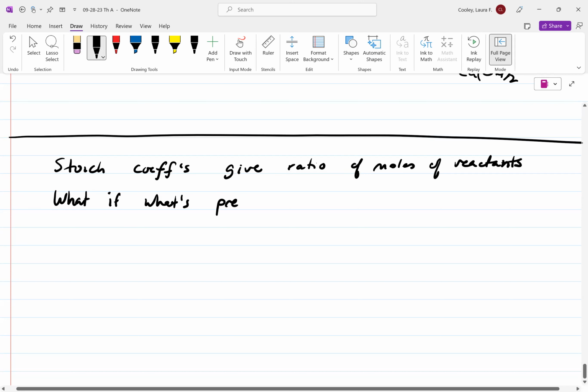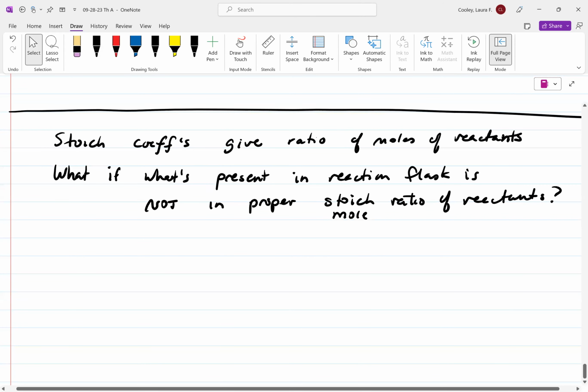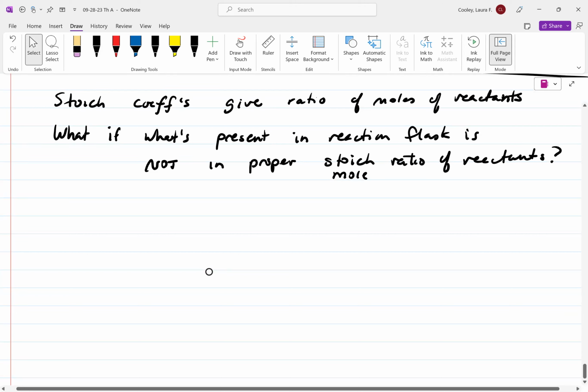So what if what's present in the flask, in the reaction flask, is not in the proper or correct stoichiometric or mole ratio of reactants? Okay, so what's going to happen in that case? Reactants in a real reaction in the lab are often present in amounts that differ from the correct stoichiometric ratio, and there are various reasons for this.